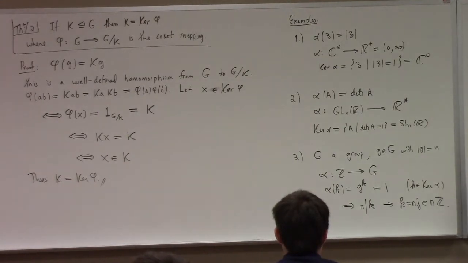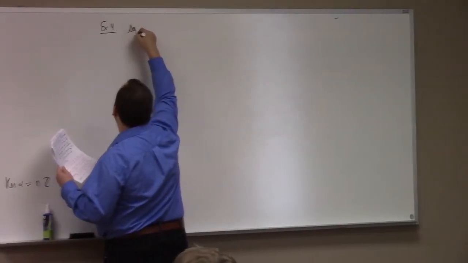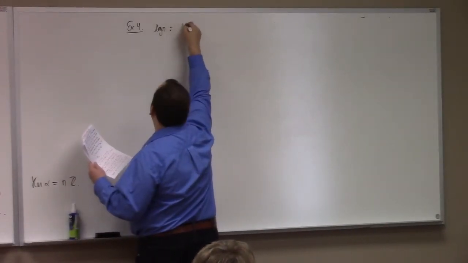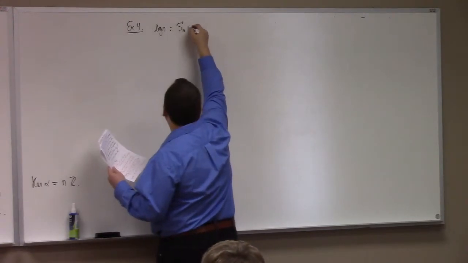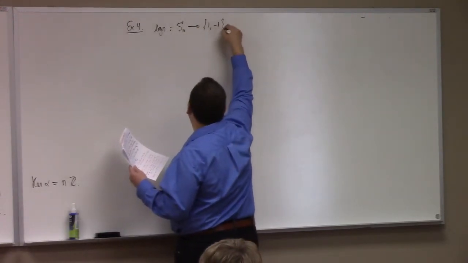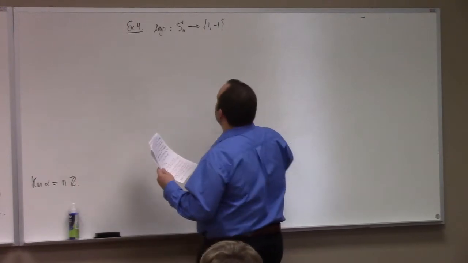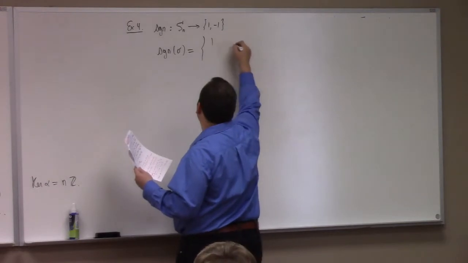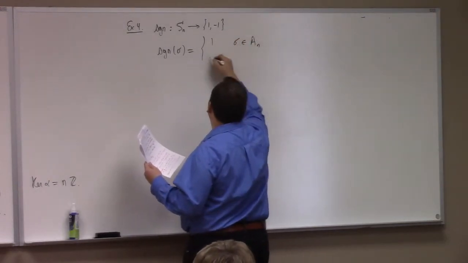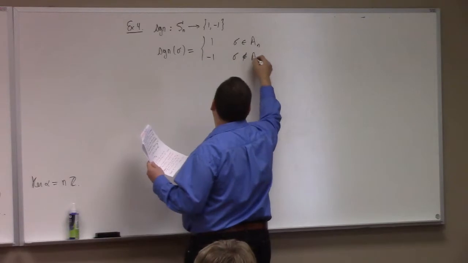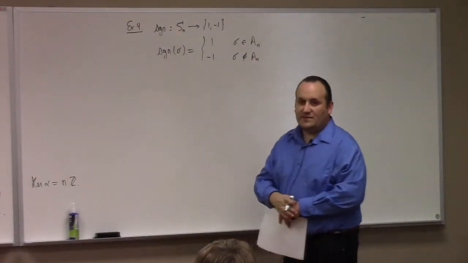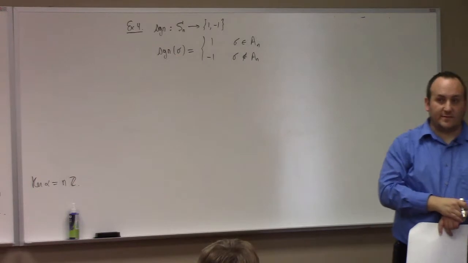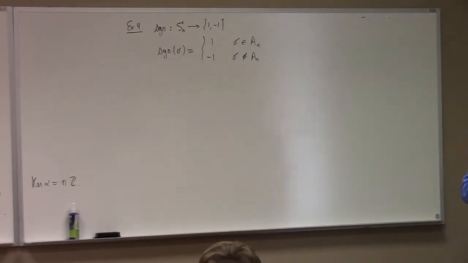Example 4, you may remember from the test, the sign is a homomorphism from the symmetric group on n elements to the group {1, -1}. And here, of course, we have sign of sigma equals 1 if sigma is an element of An, and -1 if sigma is not an element of An. Since every permutation is either even or odd, that suffices to define sign, and it's simple to check that it is a homomorphism. All right. What's the kernel of sign?